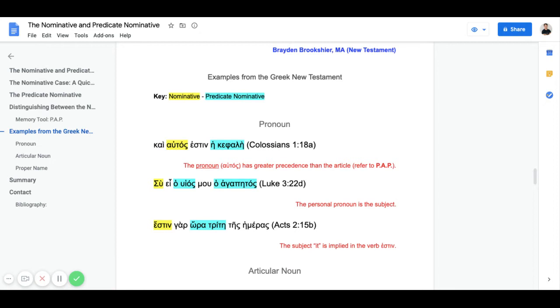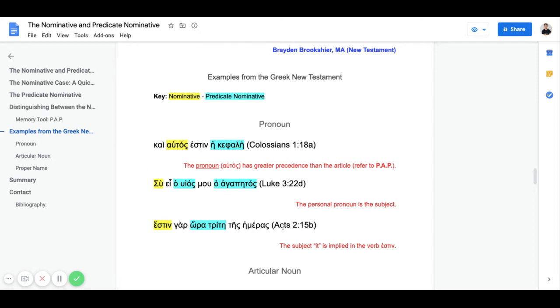Now, you can make a case and say, well, hey, is this convertible or is this a subset? You can wrestle with examples of that. There's usually pretty clear distinctions whether this is a convertible predicate nominative or if the subject is somehow a subset of the predicate nominative and so on. But in this case, as far as interpreting or translating and understanding the syntax of the sentence, we identify the subject here in this example in Colossians 1:18 by noticing the pronoun is the subject.